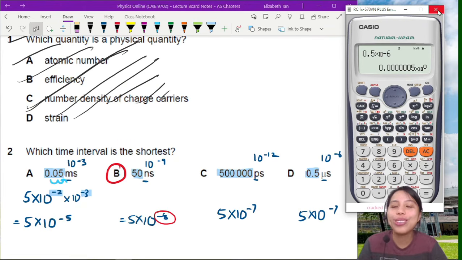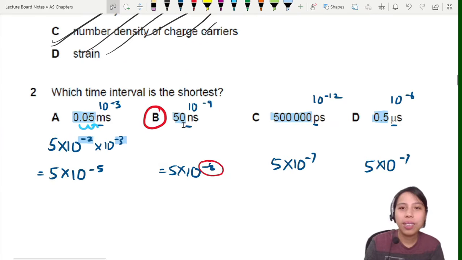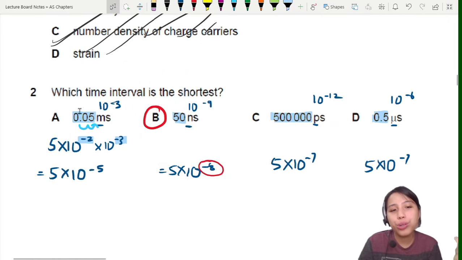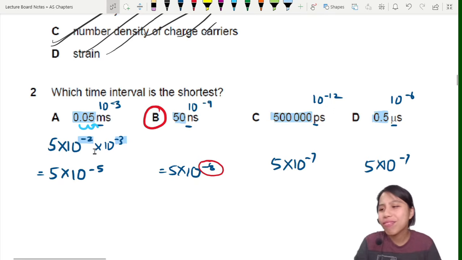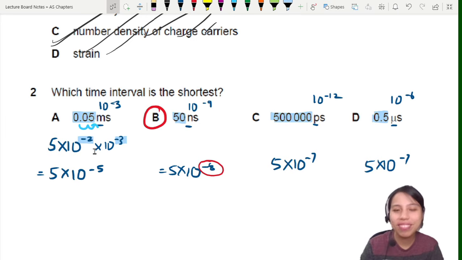Okay, so play around with this until you're comfortable with ENG and Shift ENG. It will be very helpful for you in your journey in A-level. Or I guess the other way is to make sure you know your indices and prefix laws, to know how to manually calculate it without your calculator. Okay, that's all for this question.